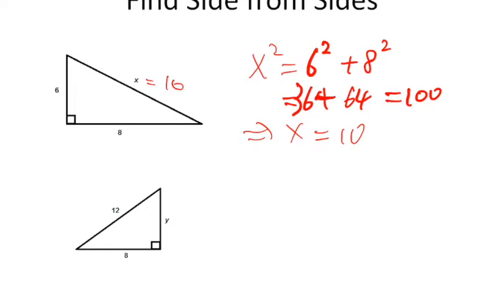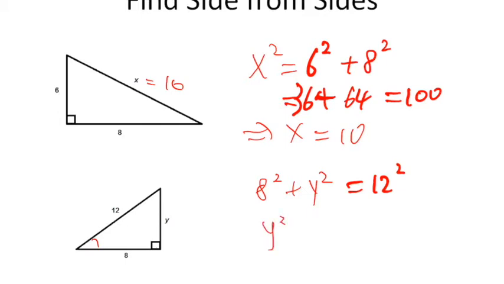Now for the second one, in the bottom, we know the hypotenuse. We know the adjacent side, 8. We don't know y, but we can still use the Pythagorean theorem: 8 squared plus y squared equals 12 squared.